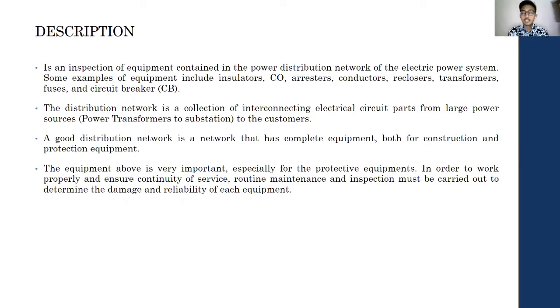The distribution network is a collection of interconnecting electrical circuit parts from large power source and power transformer to substation to the customers. A good distribution network is a network that has complete equipment, both for construction and protection equipment. The equipment above is very important, especially the protective equipment. In order to work properly and ensure continuity of service, routine maintenance and inspection must be carried out to determine the damage and reliability of each equipment.